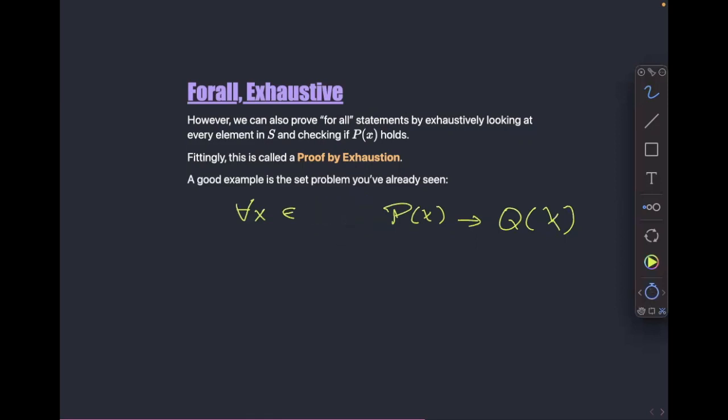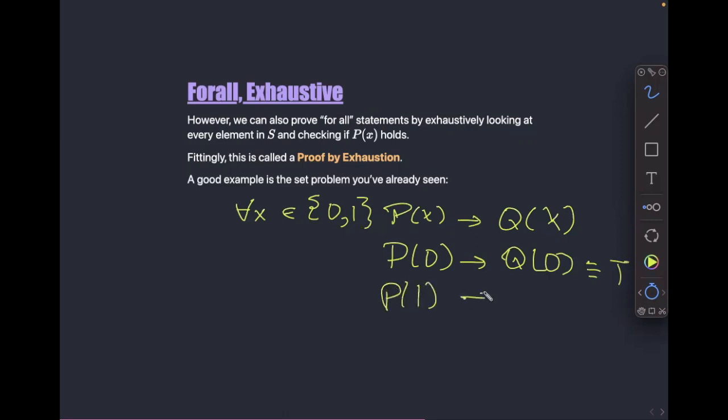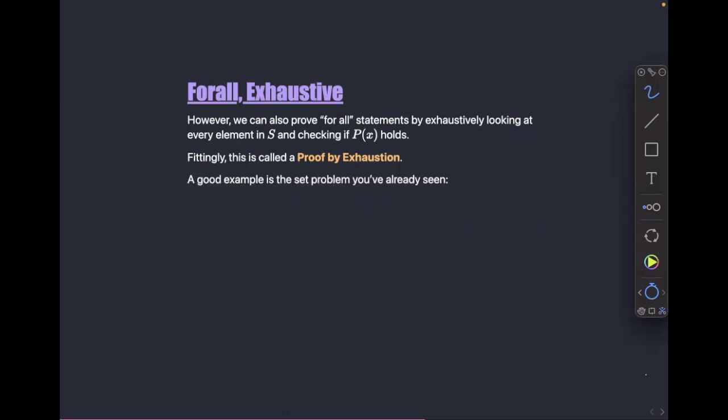But what if I was just saying it for the values 0 and 1? Then I could just plug in P of 0 implies Q of 0 and show that gives me true, and then plug in P of 1 implies Q of 1 and show that gives me true. And that's it, I'm done, I've proved it, because it only needs to be true for these 2 elements. So this is a proof by exhaustion because you basically just show it for every element of the set.